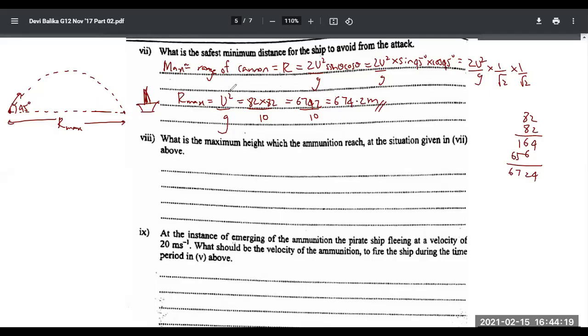Okay. So the maximum range of a projectile path is obtained when the angle is 45. So we found the maximum range, and if the ship is at a distance more than that, then the ship is safe. So this should be the minimum distance for the ship to avoid being attacked. Right. What is the maximum height which the munition reaches in the situation given in 4 above? Okay. So they are asking for the maximum height.